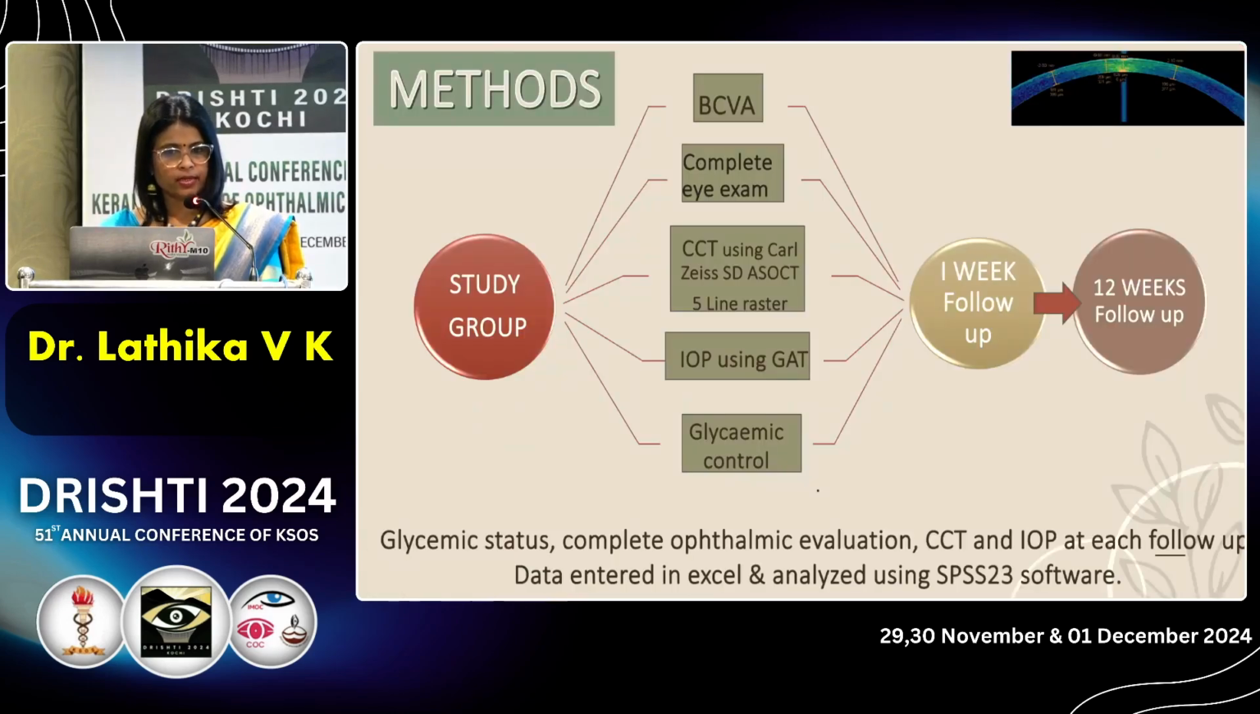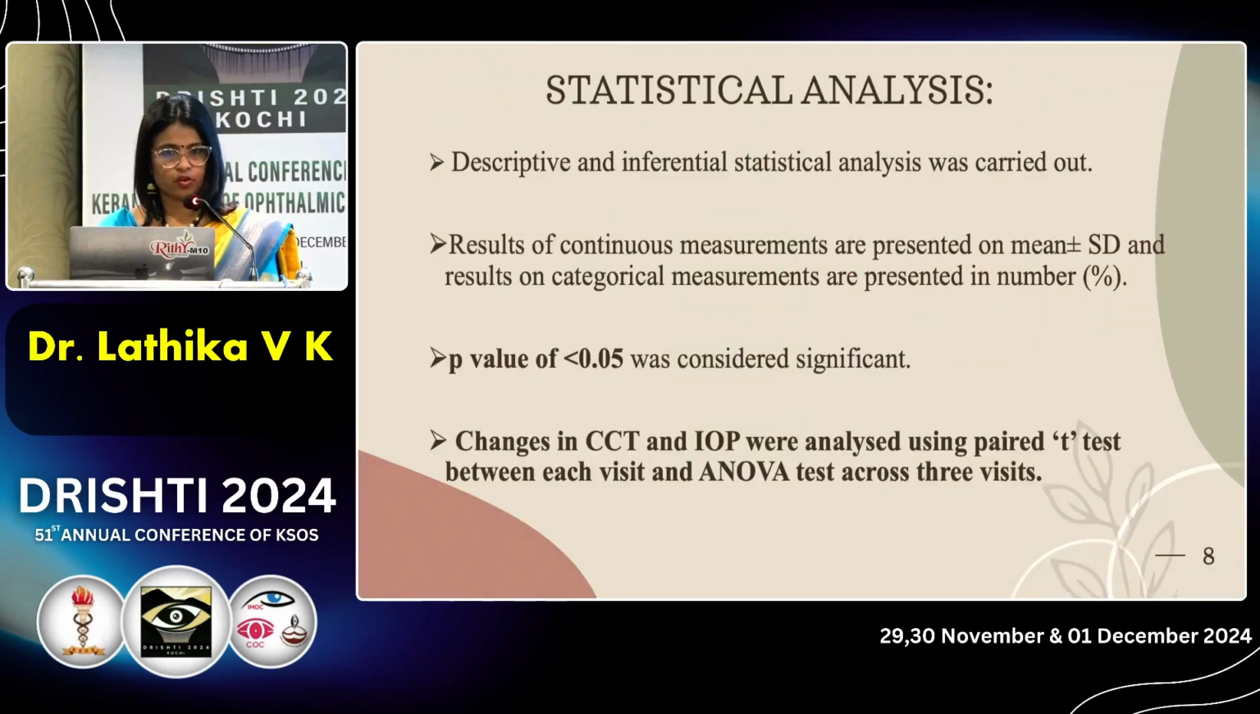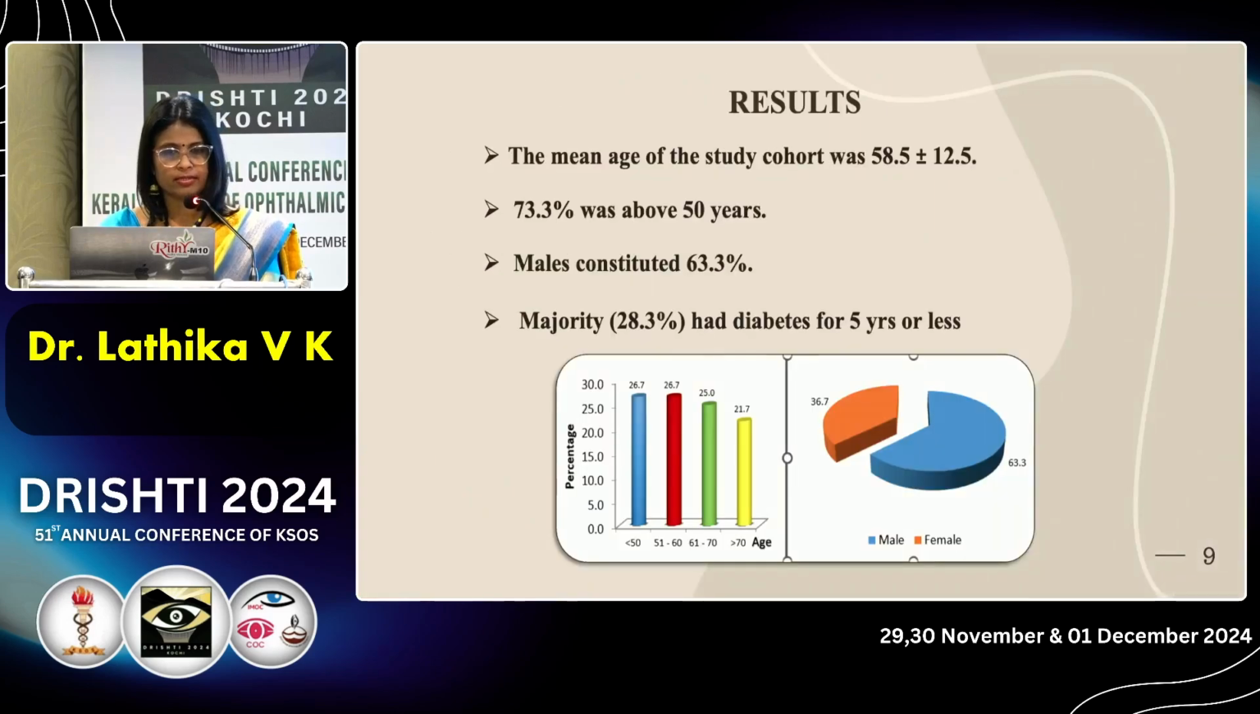The study group underwent a complete ocular examination, and we measured the CCT using the Carl Zeiss SD-OCT Cirrus raster mode, and the IOP was measured using Goldmann applanation tonometry. Glycemic status was recorded and control advised, and follow-up was done at 1 week and then after 12 weeks, that is 3 months. At each follow-up visit, all these things were repeated by the same examiner and data analyzed using SPSS 23 software. Changes in CCT and IOP were analyzed using the paired t-test between each visit and ANOVA across the 3 visits, and a p-value of less than 0.05 was considered significant.